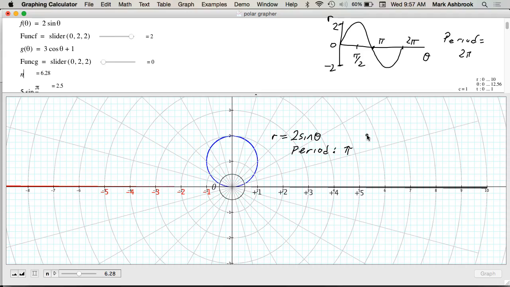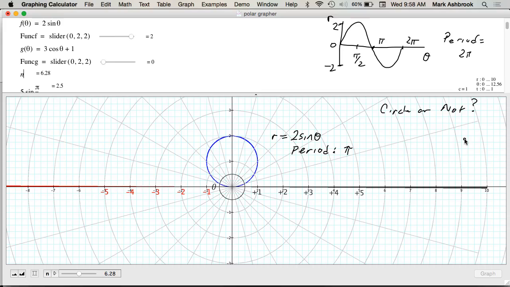So notice the period doesn't match up, right? The period of 2 sine theta in rectangular coordinates is not the same as the period in the polar plane. The period was pi. It only took a change from 0 to pi to get all the points on the plane. Okay, and then we ask the question, it kind of looks like a circle. Is it a circle? Circle or not? Now we're going to answer that question.